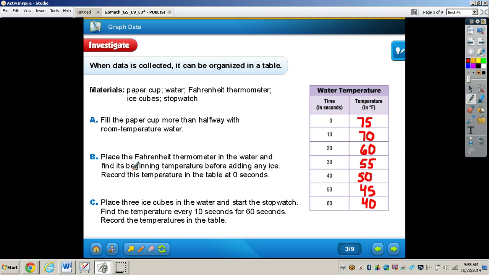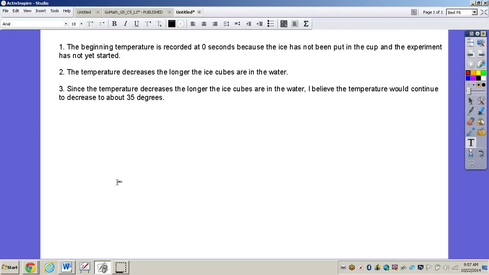So we're going to take this data, then we're going to move to page 378 and start working with the data. Now let's take a look at these questions on page 378, referring to our table there on page 377. Now, first of all, explain why you would record the beginning temperature at 0 seconds. And I want you to write this down in your Go Math book: the beginning temperature is recorded at 0 seconds because the ice has not been put in the cup and the experiment has not yet started. So that's why we will start at 0 seconds. So I want you to write that in your Go Math book.